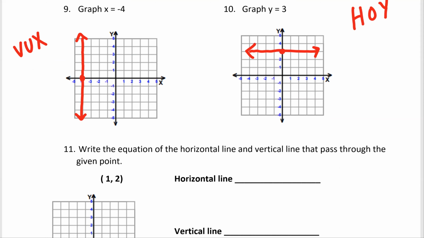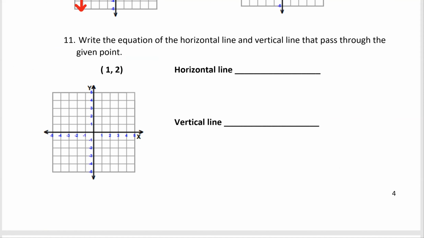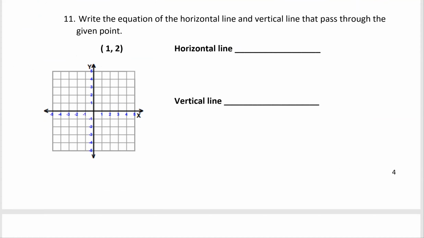Number 11, write the equation of the horizontal line and vertical line that passes through the given point. So if I put a dot at 1, 2, and if I want to draw the horizontal line that is going to go through this, first of all, horizontal, hoz, so I know it's going to be y equals, and it's going to be y is equal to the y value. And the y value is 2.